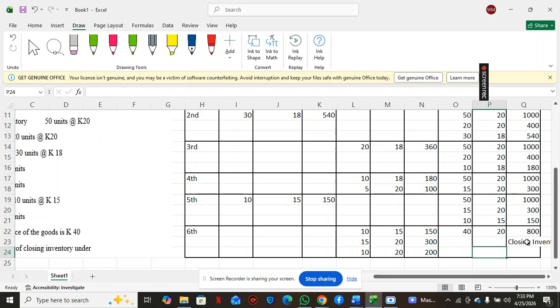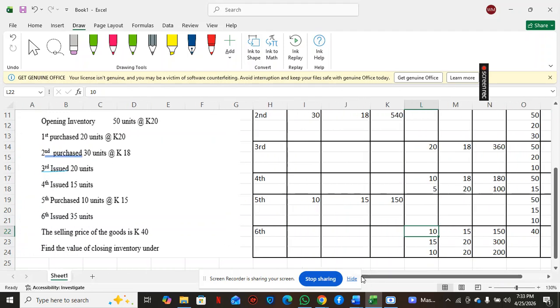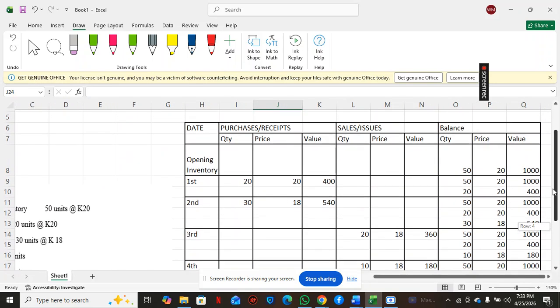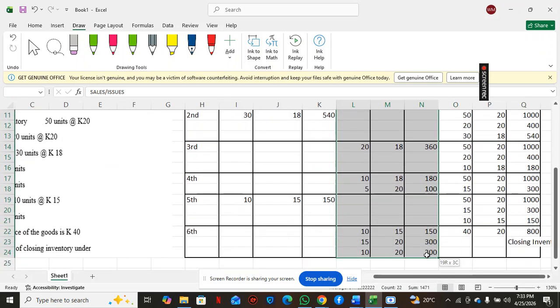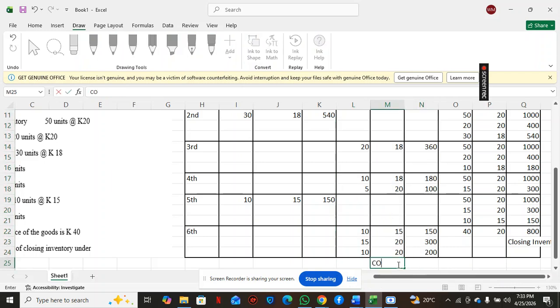Now the question also said we need to calculate our gross profit. Remember, gross profit is just sales revenue minus cost of goods sold. Our cost of goods sold, we get from the sales and issues column. As I said earlier, whenever there's a sale, you're valuing the inventory at cost so that you can tabulate the cost of goods sold.